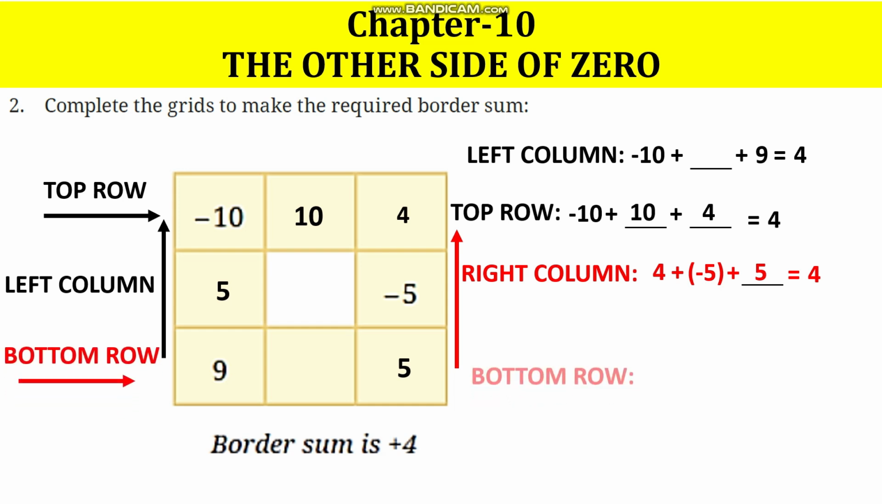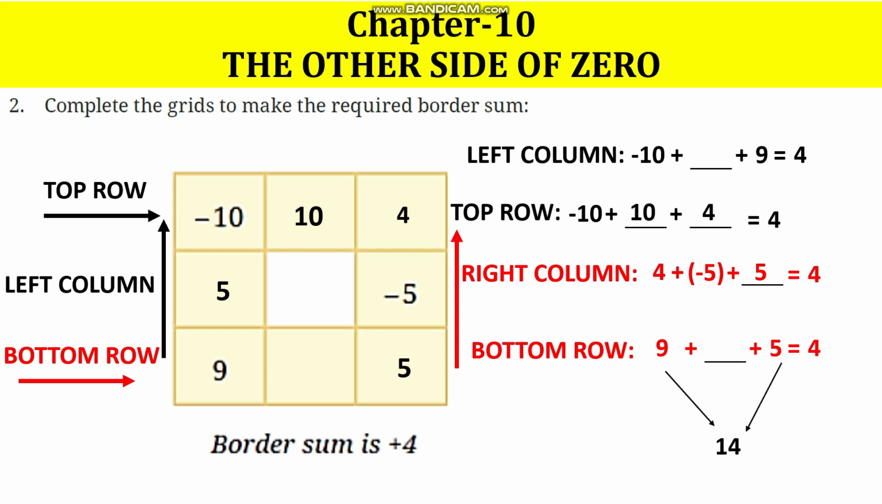Next is the bottom row. In the bottom row, we have the integers 9 and 5. So 9 plus 5 is 14. And we know that 14 plus -10 will give you 4. So here we can write down the number -10. So now everywhere, row wise or column wise, we get the border sum as +4.